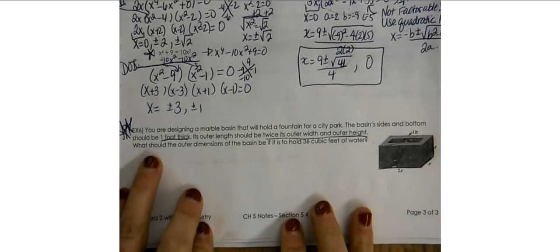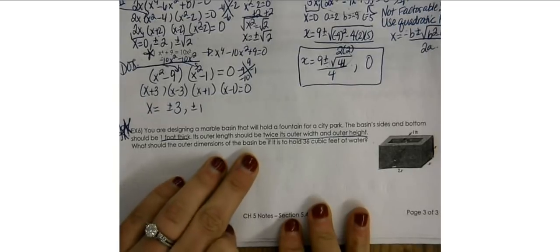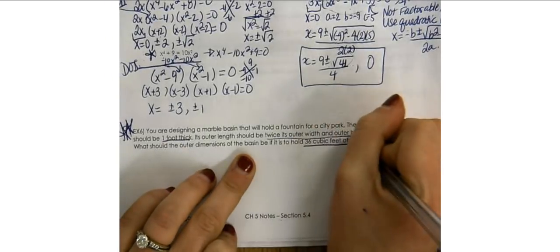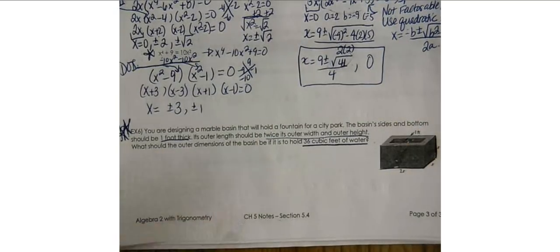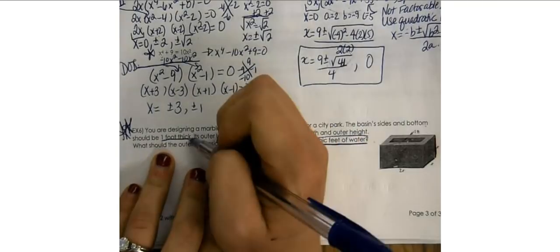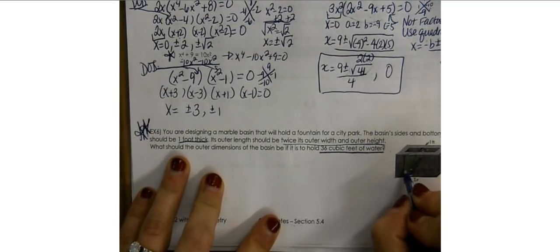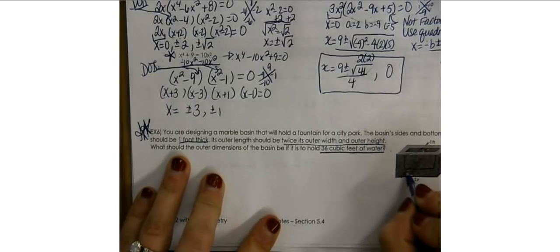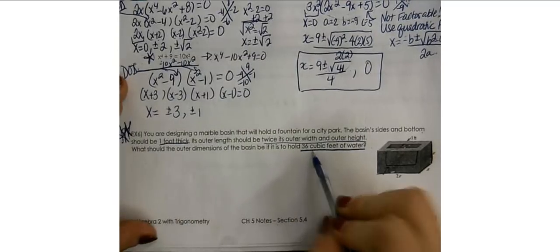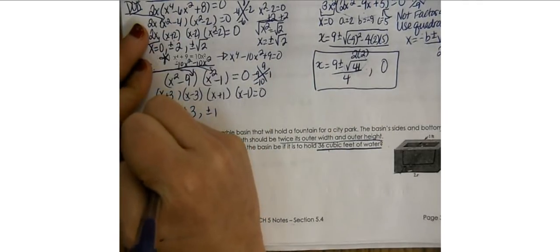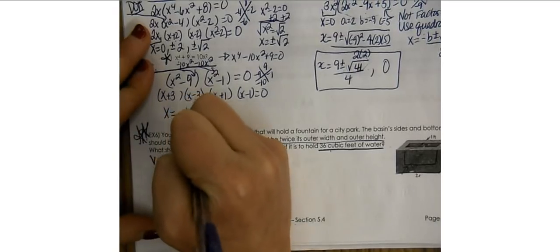We want to figure out what should the outer dimensions of the basin be if it's to hold 36 cubic feet of water. So the basin goes all the way to the bottom. So the basin side and bottom is 1 foot thick. So that's what we know. So if you can imagine on the bottom, the basin doesn't start until it's like a foot thick. Okay. What we are told is that the basin will hold 36 cubic feet. So that's the volume of the interior. So that's what we know. We know the volume of the interior is equal to 36 cubic feet.